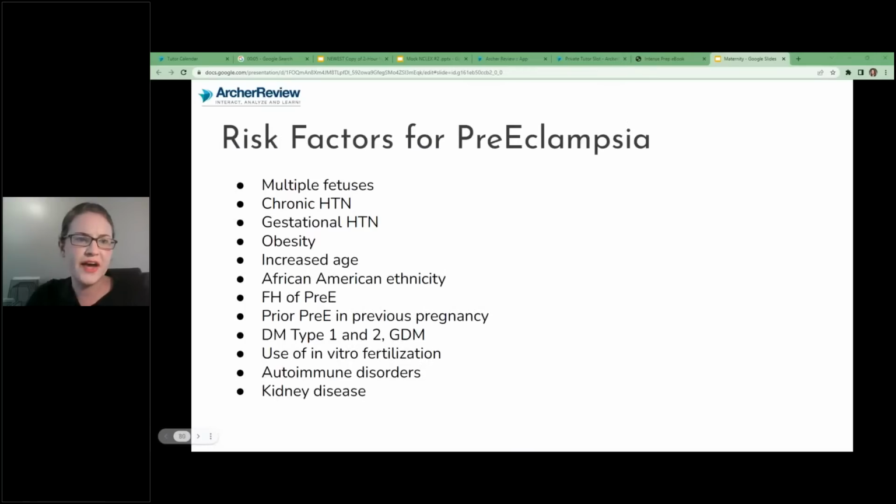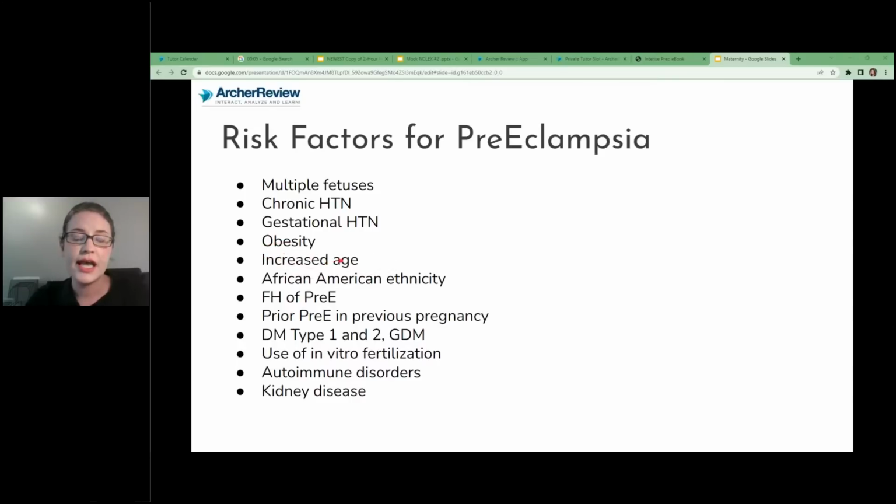What are some risk factors for preeclampsia? Well, if you have multiple fetuses, you might have more than one placenta, or you might have one big placenta. Remember, when the placenta grows, when there's more placental mass, risk for preeclampsia goes up. Chronic hypertension: if you start out with hypertension or you develop hypertension during the pregnancy, you're at higher risk for preeclampsia. Obesity is a big risk.